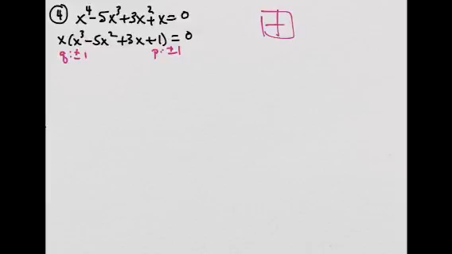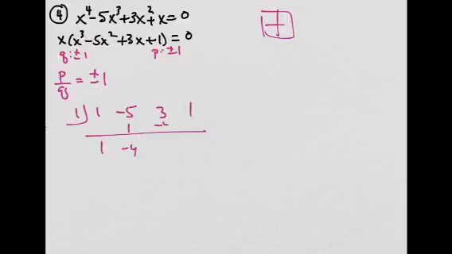Well, the nice thing about this problem is that P over Q gives you only plus or minus 1. That's it. So I'm going to do 1, and I'll set it up the original way, just because there's only two numbers to try. So if 1 doesn't work, then I'll try negative 1. So bring down the 1, negative 4, negative 4, negative 1. Oops, it's a negative 1. Negative 1, 0. It worked. So this means my quadratic is this one.